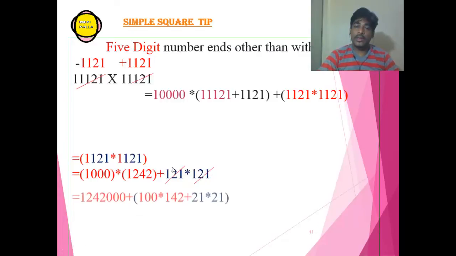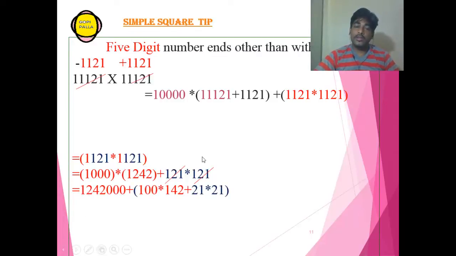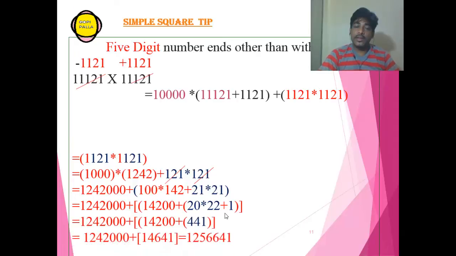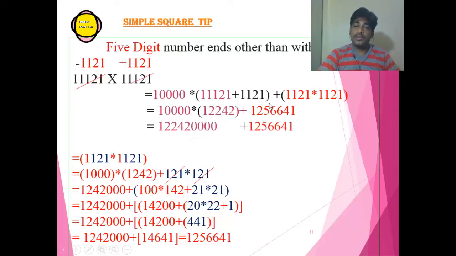Here also we can do 100, this 21, 142 plus 21 by 21. Again here we can do 20, that is 22 less 1 by 1, so the answer is 1256641. Here this is very easy: 12242 with 4 zeros. We add that to there. So the answer is 123676641.